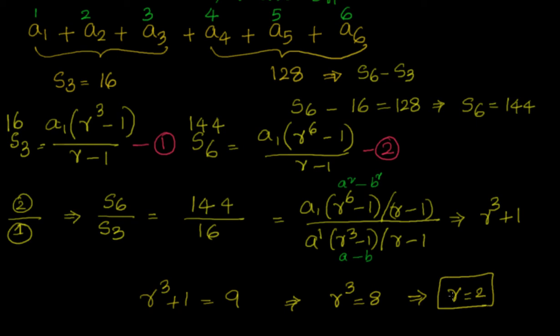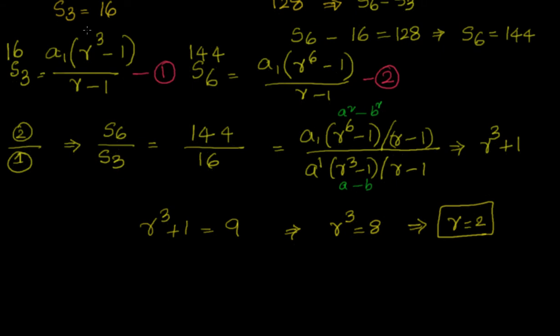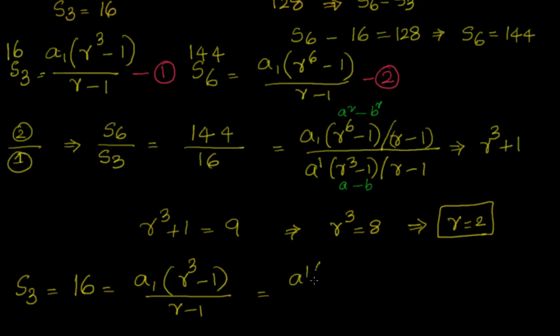Now once you know r equal to 2, it is very simple to find out the value of a. How to find out the value of a? Substitute in any one of the formulas. Let us substitute in S3 equal to 16. So we will say 16 equal to a1 into r cube minus 1 by r minus 1. That's nothing but a1 into, r is 2, just now we found it, that is 8 minus 1 by 2 minus 1. That's nothing but equal to 7a1. So that gives me a1 equal to 16 by 7.